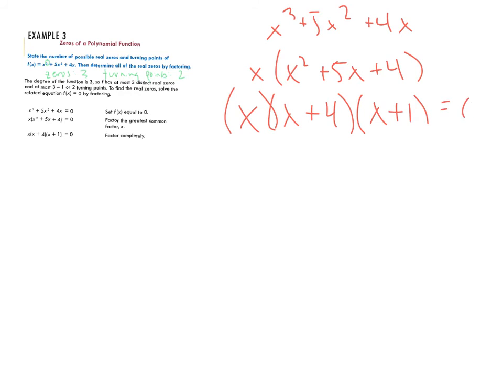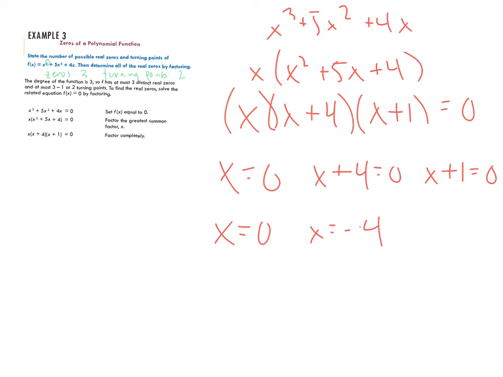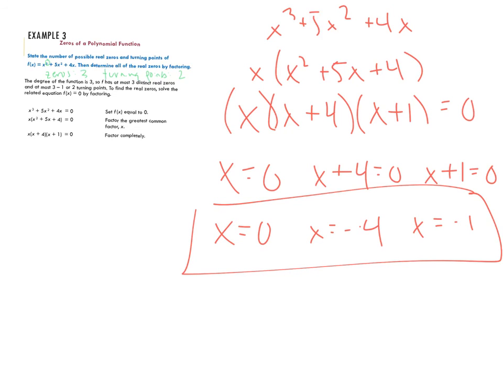All this is equal to 0. So now I can use the zero product property. So x is equal to 0, x plus 4 is equal to 0, and x plus 1 equals 0. So just x equals 0, x equals negative 4, and x equals negative 1. That's all there is to it.